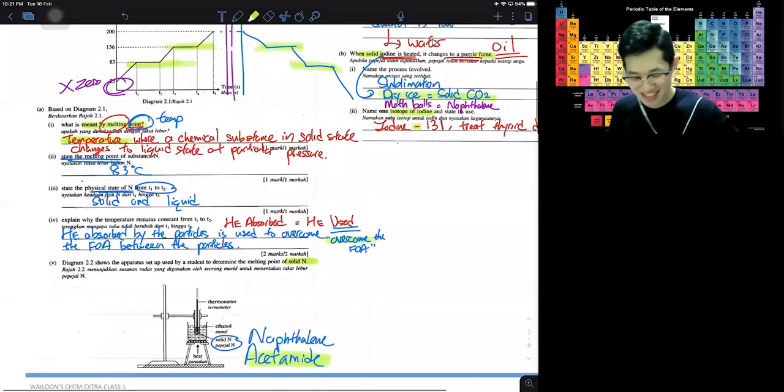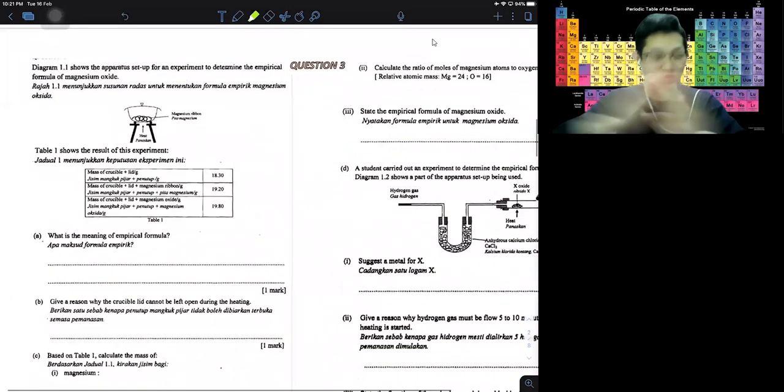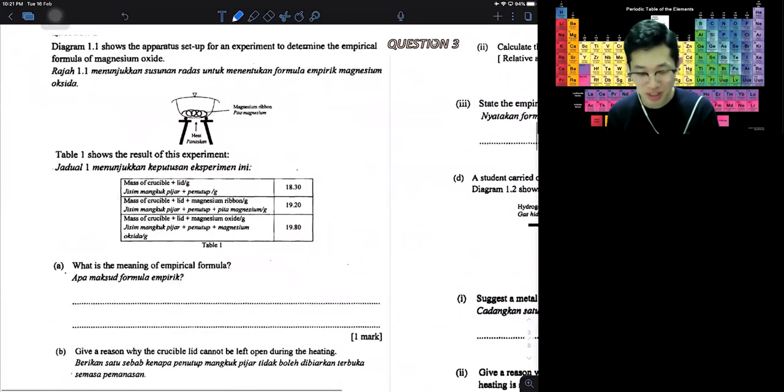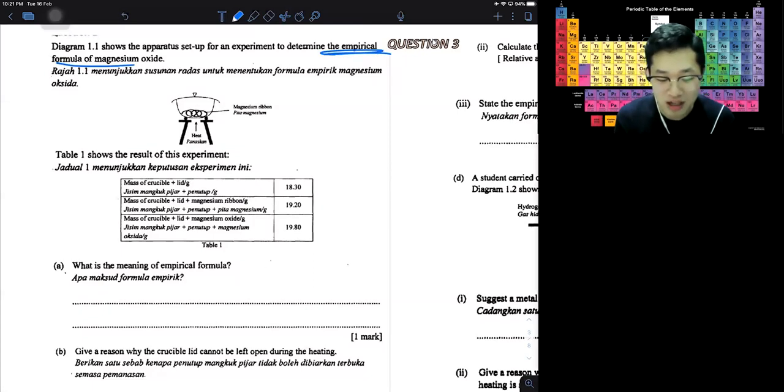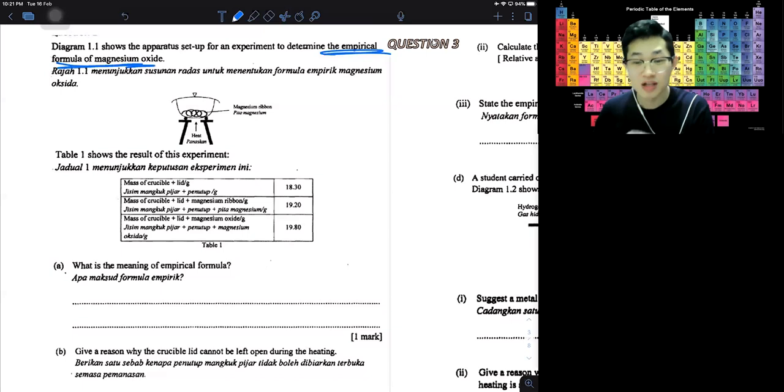Next. Okay, no more chapter 2. Now, chapter 3. This is an experiment to determine empirical formula of magnesium oxide.